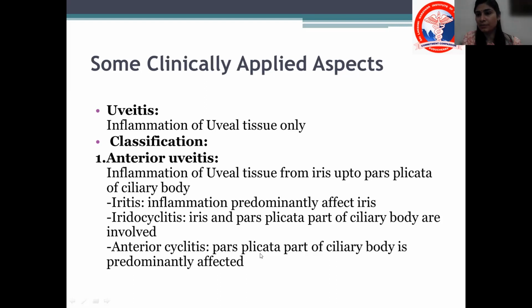It can be called iritis when the inflammation predominantly affects only the iris. When it affects the iris and pars plicata, the part of the ciliary body, it is called iridocyclitis. When the pars plicata of the ciliary body is predominantly affected, it is called anterior cyclitis. So there are iritis, iridocyclitis, and anterior cyclitis.